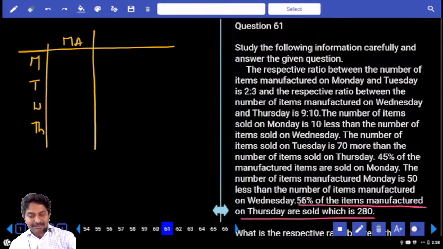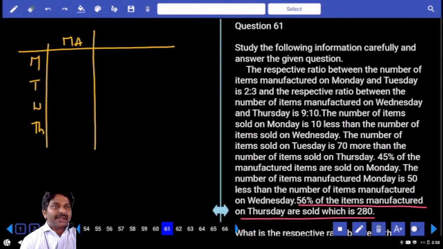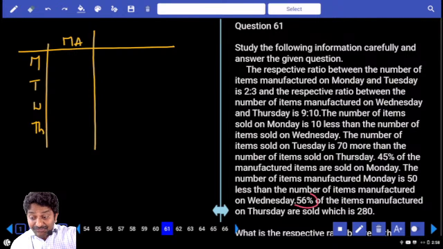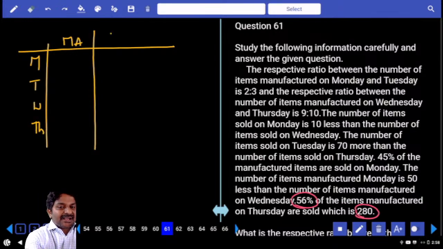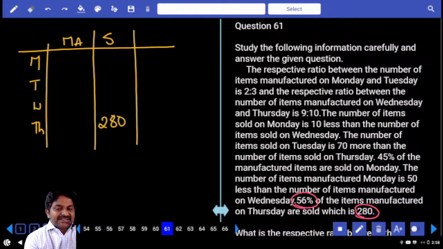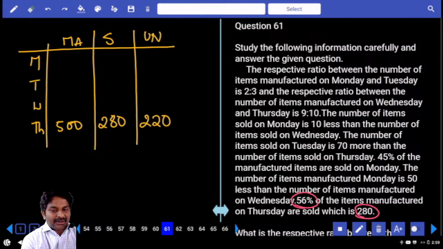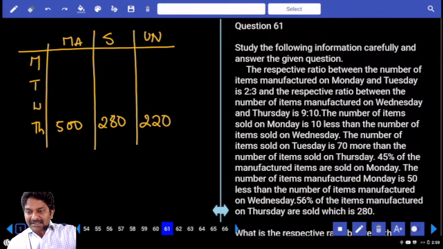56% of the items manufactured on Thursday are sold, which is 280. That means 56% is equal to 280 only. These are sold items. If 56% is equal to 280, 1% is equal to 5. Total 100% is 500. Then unsold items are 220. Is this clear?